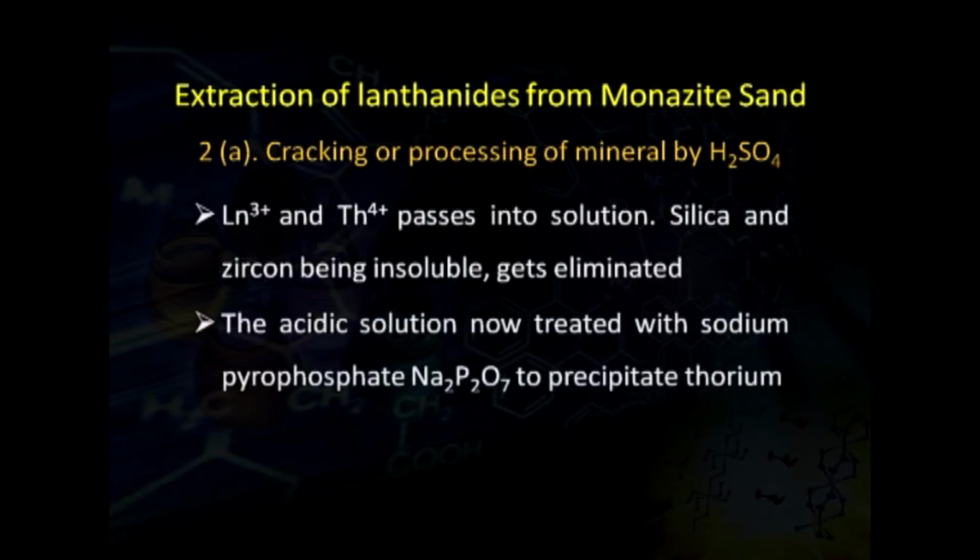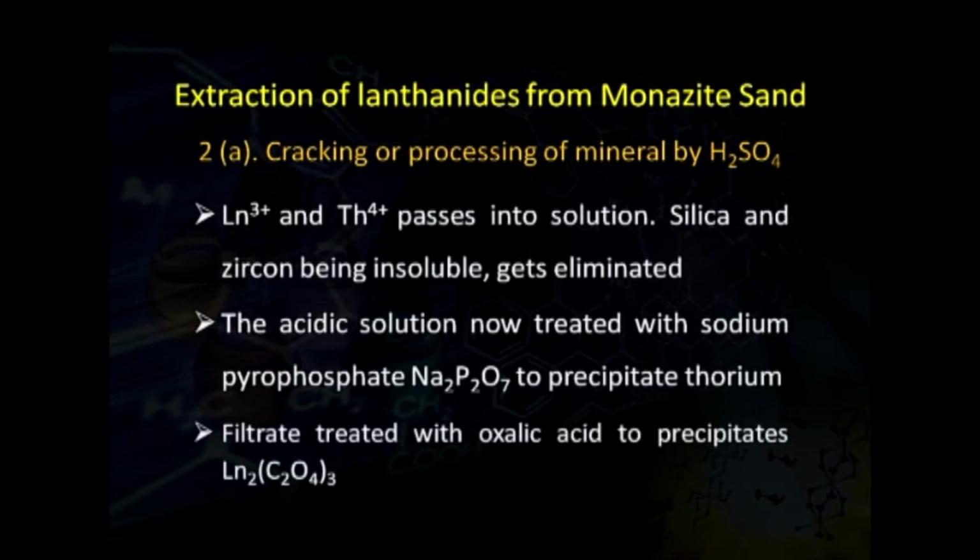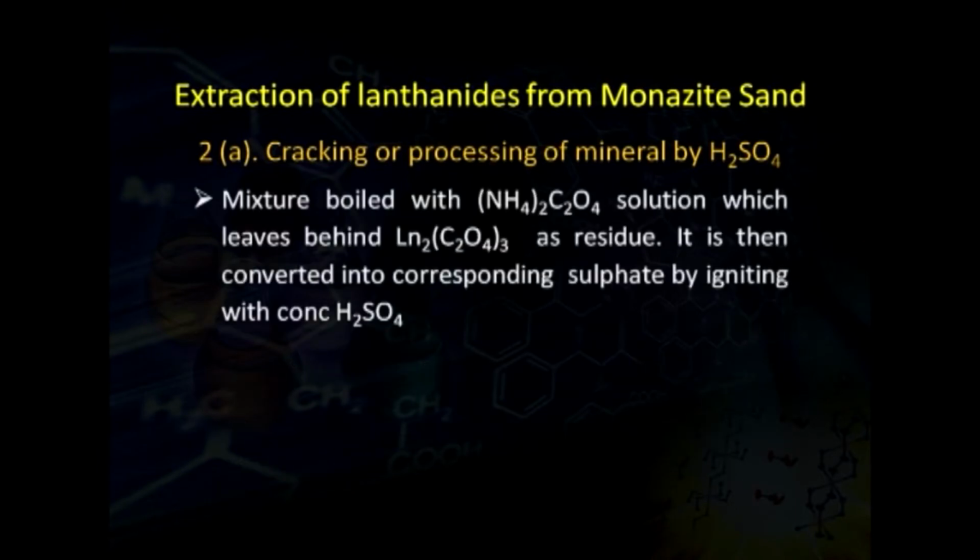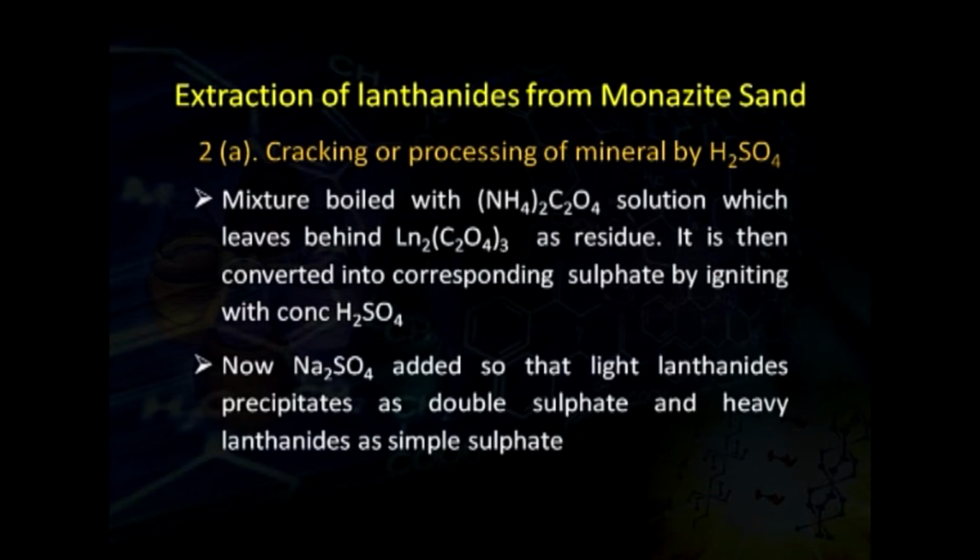The acidic solution is now treated with sodium pyrophosphate, Na2P2O7, to precipitate thorium. The filtrate is treated with oxalic acid, which forms the precipitate of lanthanum oxalate. The mixture is then boiled with ammonium oxalate solution, which leaves behind lanthanum oxalate as a residue. It is then converted into the corresponding sulphate by igniting with concentrated sulfuric acid. Now, sodium sulphate is added so that light lanthanides precipitate as a double sulphate and heavy lanthanides as a simple sulphate.